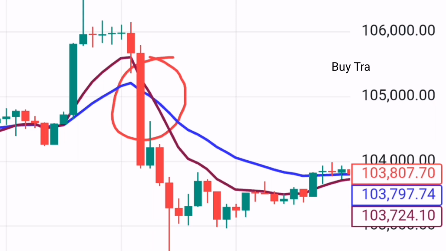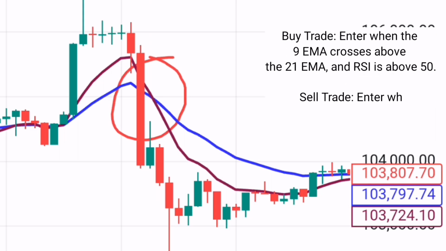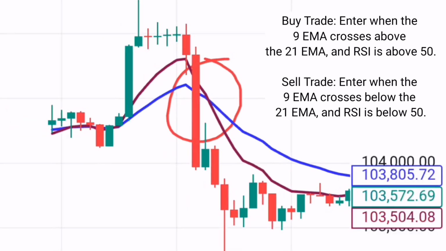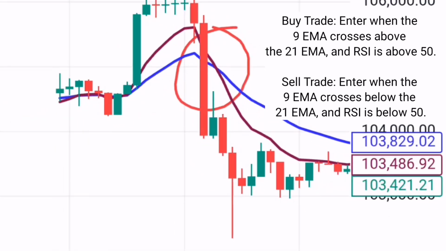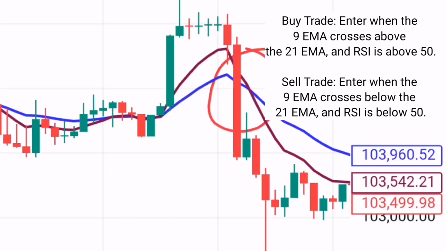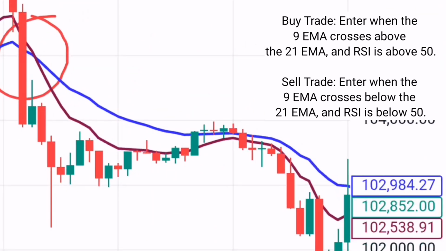Setting up your chart and indicators. Here's how to prepare your chart for this strategy. Open your preferred trading platform, TradingView, MetaTrader, etc. Select your market: Forex pairs, stocks, or cryptocurrencies. Set your time frame. Beginners should use 15-minute or 1-hour charts for clearer signals.